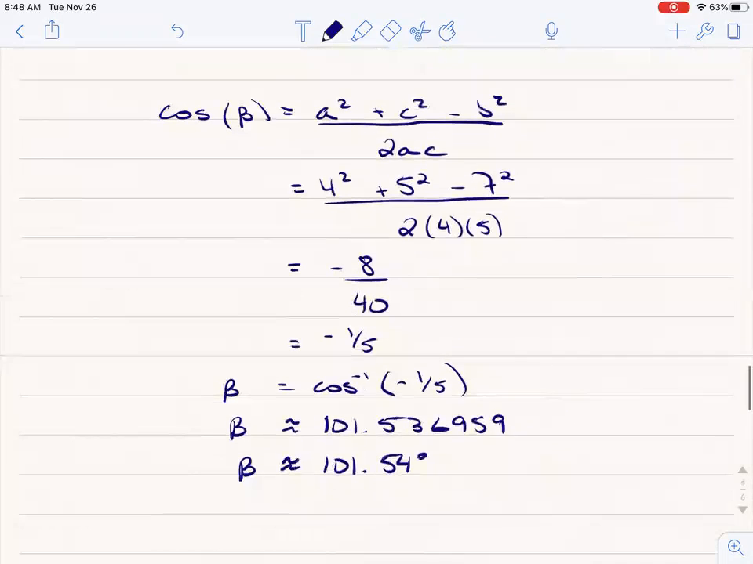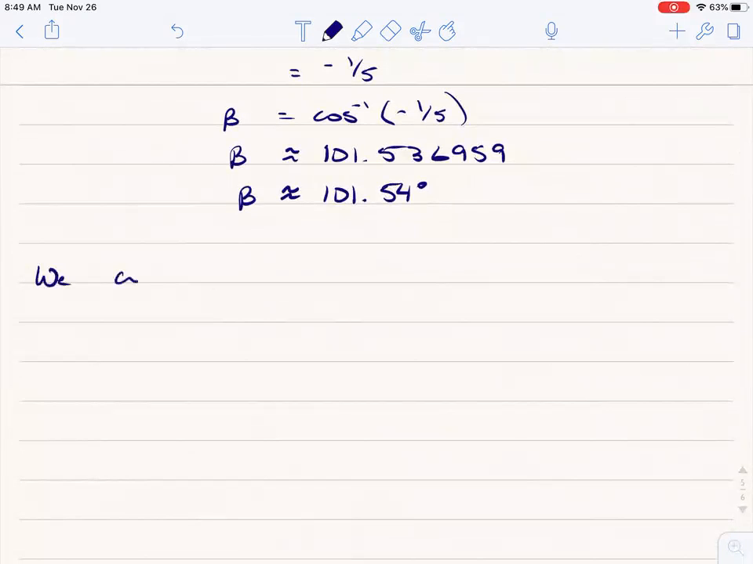So now, again, we've got options for what we want to solve for. We could use the law of sines, because we know beta and we know b, so we've got that angle-side opposite pair. But if we use the law of cosines, we can keep using just the given information. And so that's what I'm going to do.